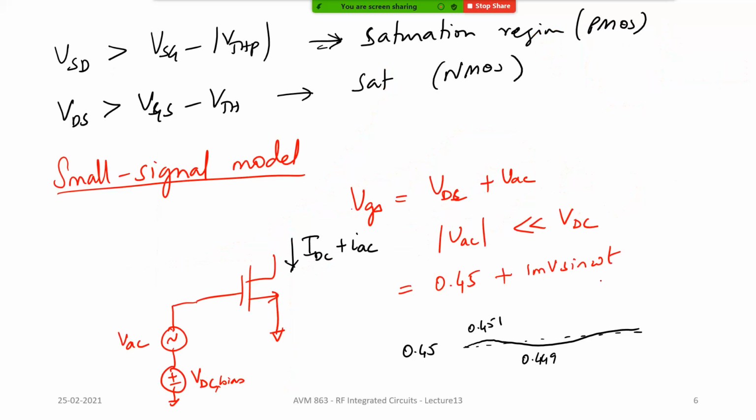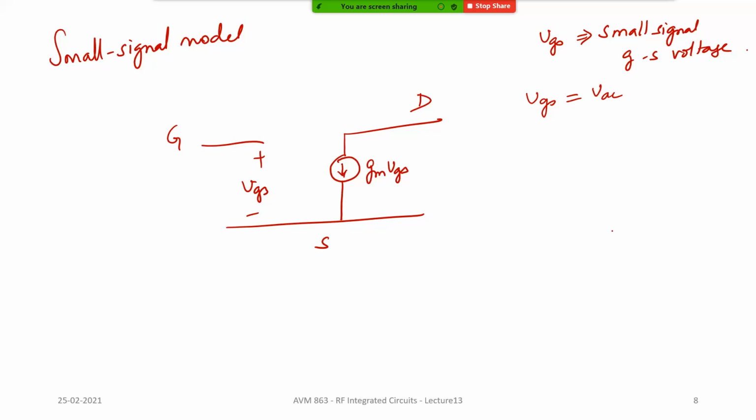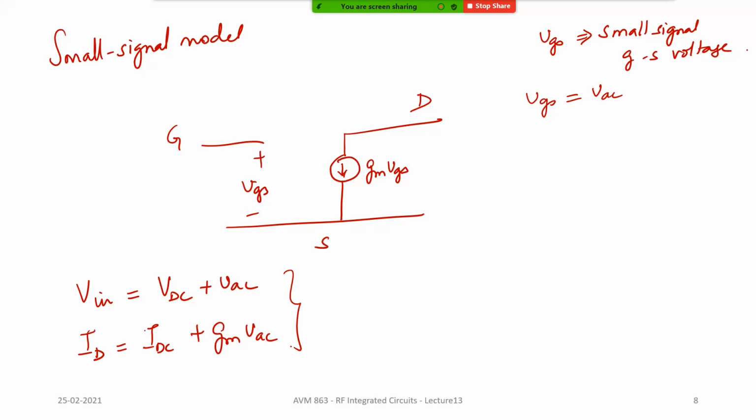Here I said that VGS is given as VDC plus VAC. For the small signal model, you only consider the small VGS, which is equal to VAC, and this sets up a small signal current which is equal to GM times VGS. Therefore, Vin can be written as VDC plus VAC, and ID can be written as IDC plus GM times VAC. This is the fundamental relationship, and this is how we understand the transistor.